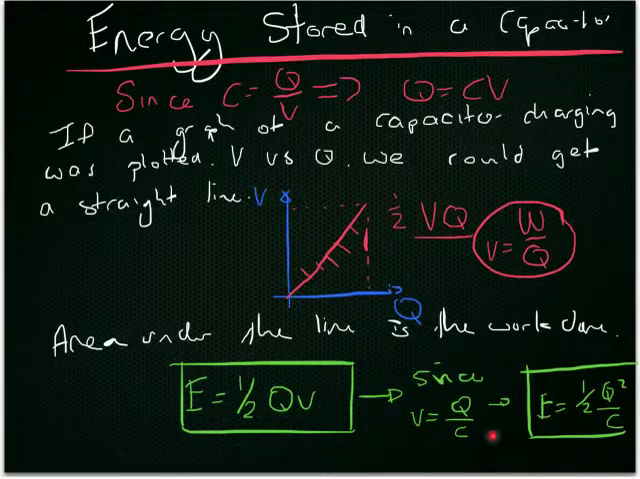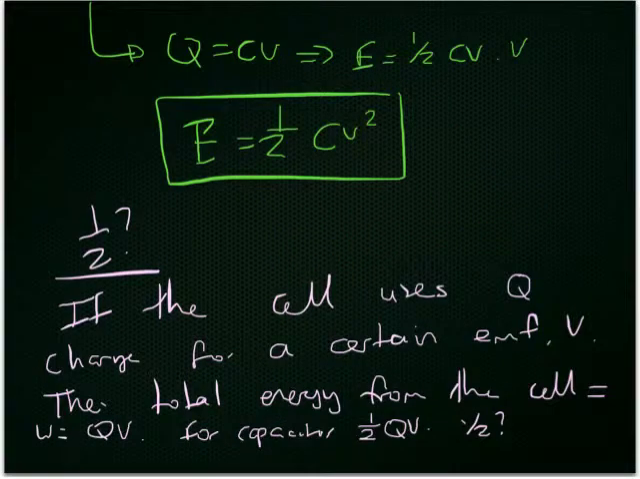Now since V equals Q over C from the very start, you could substitute into this formula for V the Q and the C, so you get half Q squared over C. We can go further from there using Q equals CV again. You could put in for Q, CV. Okay, so you've got CV times V, so that makes half CV squared. Now all of them have the half, everywhere. Now what does that mean?